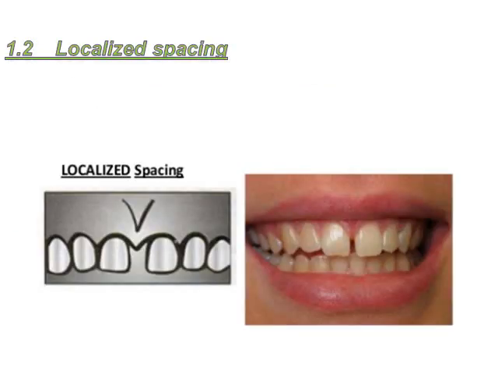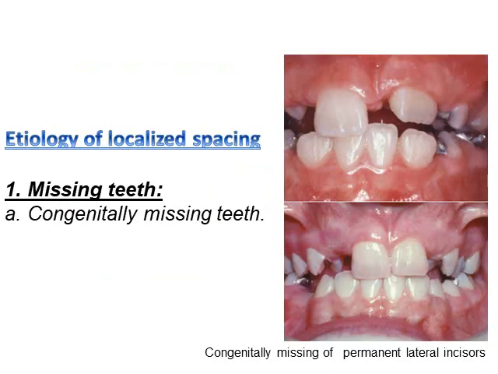The other type of spacing is localized spacing. It may be due to hypodontia, or loss of a tooth as a result of trauma, or because extraction was indicated due to displacement, morphology, or pathology. Etiology of localized spacing. Number one, missing teeth. A, congenitally missing teeth cause localized spacing, as in these two pictures.